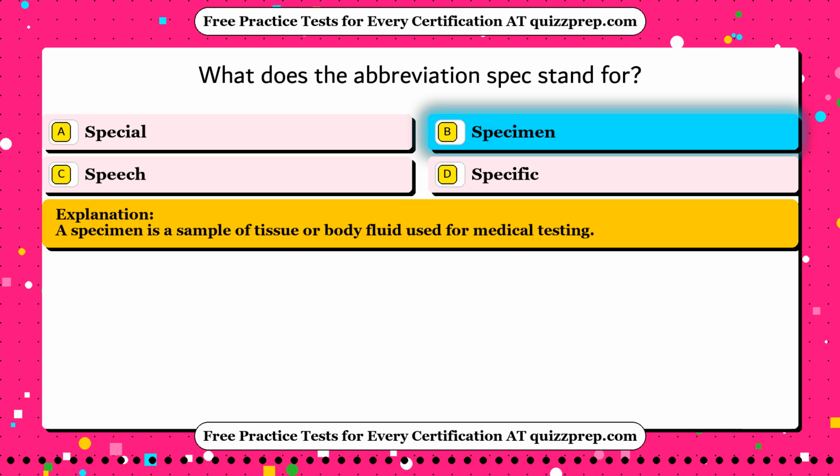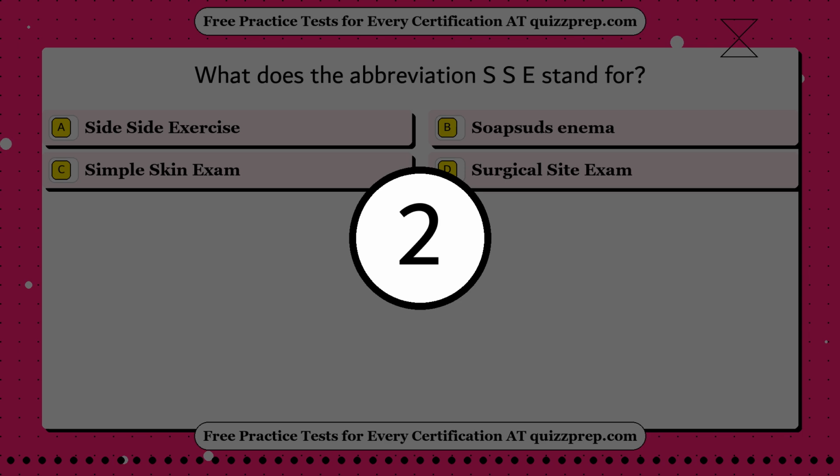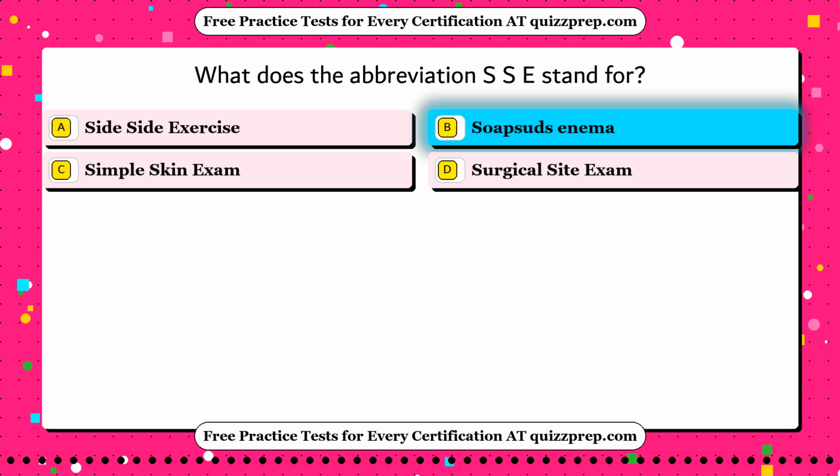A specimen is a sample of tissue or body fluid used for medical testing. Question 117. What does the abbreviation SSE stand for? Option A, side-side exercise. Option B, soapsuds enema. Option C, simple skin exam. Option D, surgical site exam. The correct answer is option B, soapsuds enema.